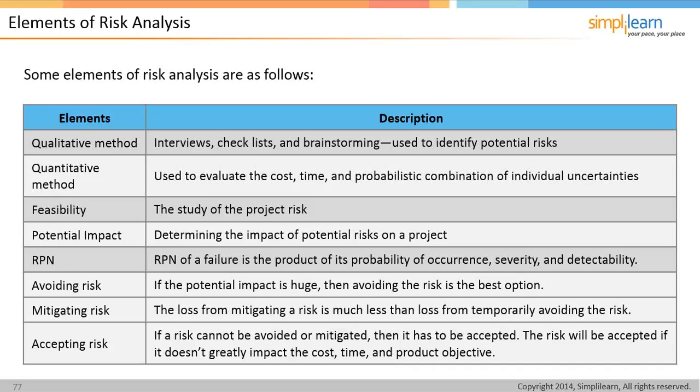Accepting risk. If it can't be avoided or mitigated, then it has to be accepted. The risk will be accepted if it doesn't greatly impact the cost, time, and product objective. So you and your team will go through and think about the things that could potentially happen. You'll calculate the severity, the occurrence, and the detectability, that RPN, and you'll think about, if these things happen, what do we do? What are the consequences? What do we do? Is it worth the risk involved? Yes or no?